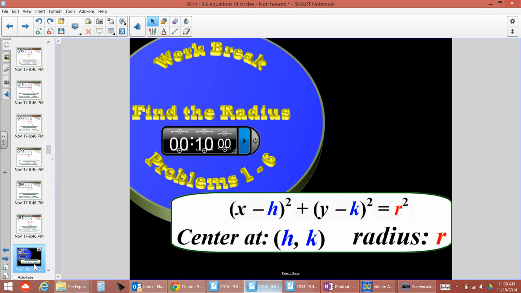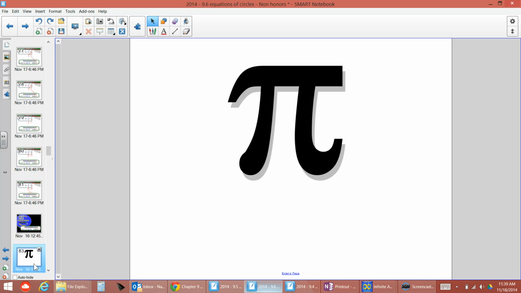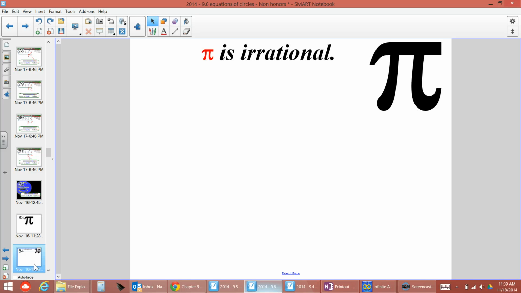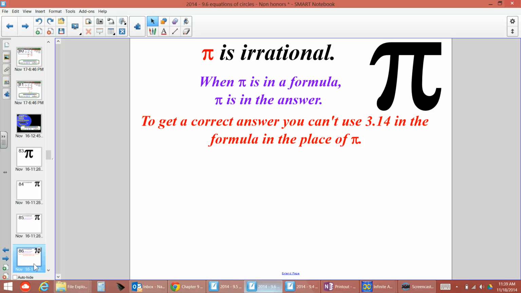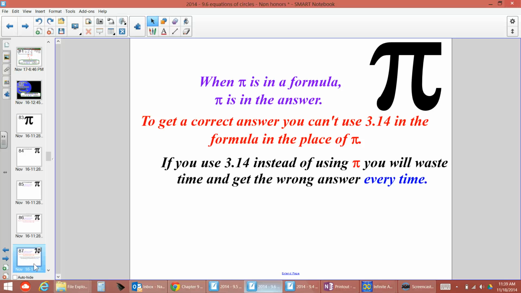Okay, now we go on to pi. Pi is irrational. Whenever there's a pi in the formula, pi is in the answer. We never get rid of pi unless we're doing something crazy where we divide pi by pi, but that will never happen for these. You're always going to have pi in the answer. If you put in 3.14, it's wrong. Leave my pi alone. Just put it in the answer. Don't try and multiply by 3.14. You'll be wrong every time.